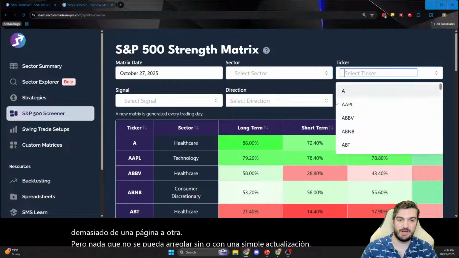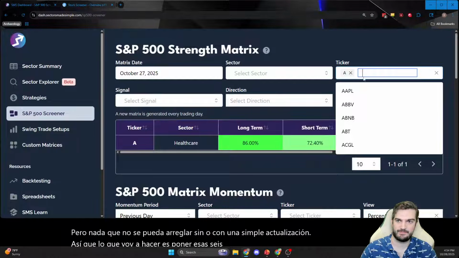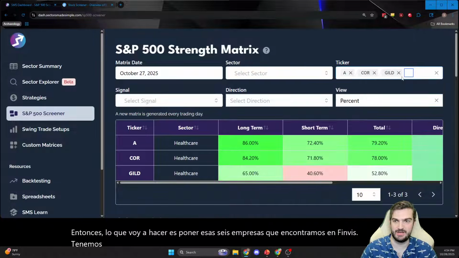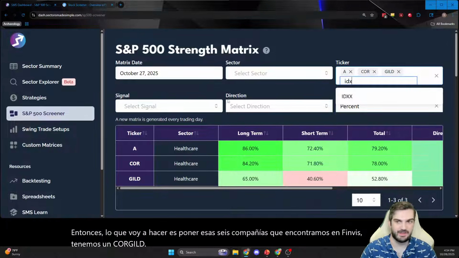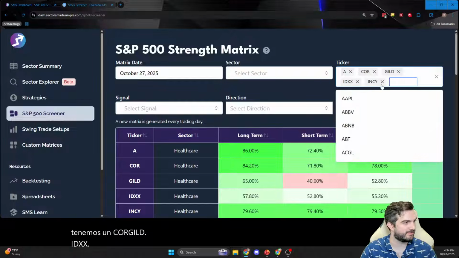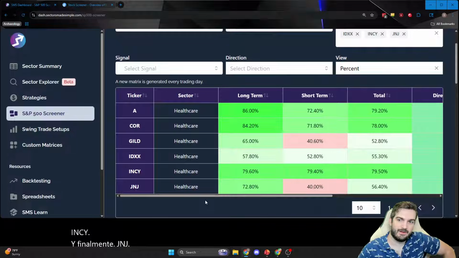So what I'm going to do is put in those 6 companies that we found on Finviz. We've got A, COR, GILD, IDXX, INCY, and finally, JNJ. 6 companies, but not all are made equal.